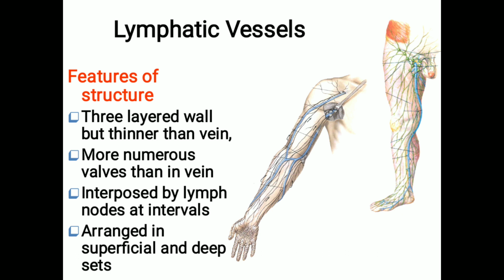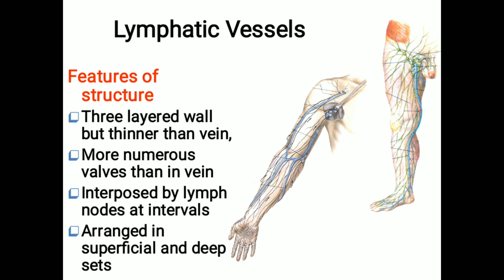Okay, what do you mean by lymphatic vessels? Okay, what are the lymphatic vessels? You can see here, these black-colored ones are all lymphatic vessels. Features and structure: three-layered wall but thinner than the vein, with more numerous valves than the vein, interposed by lymph nodes at intervals.